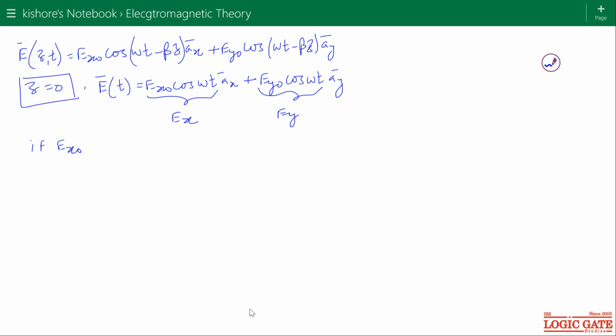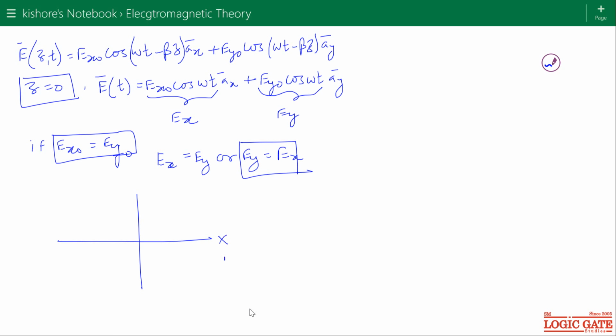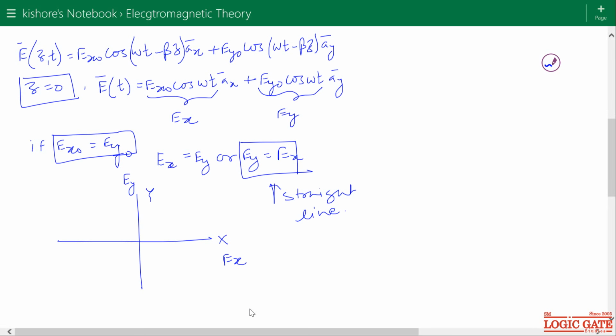If Ex0 is equal to Ey0, it means both the components will have the same amplitude. In that case, we can see that Ex is the same as Ey, or better to write Ey is Ex. Now if I keep Ex along the x-axis and Ey along the y-axis, then this equation is nothing but the equation of a straight line passing through the origin with slope 1. So the resultant of Ex and Ey will be a straight line passing through the origin with positive slope 1.